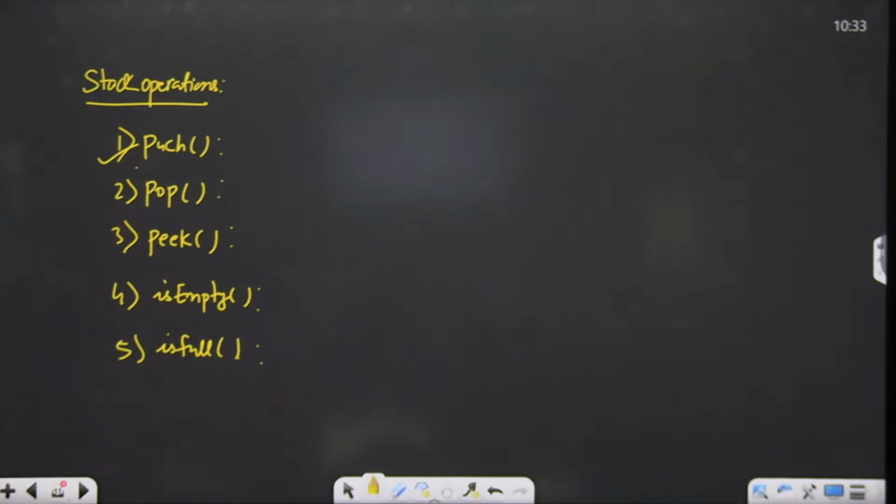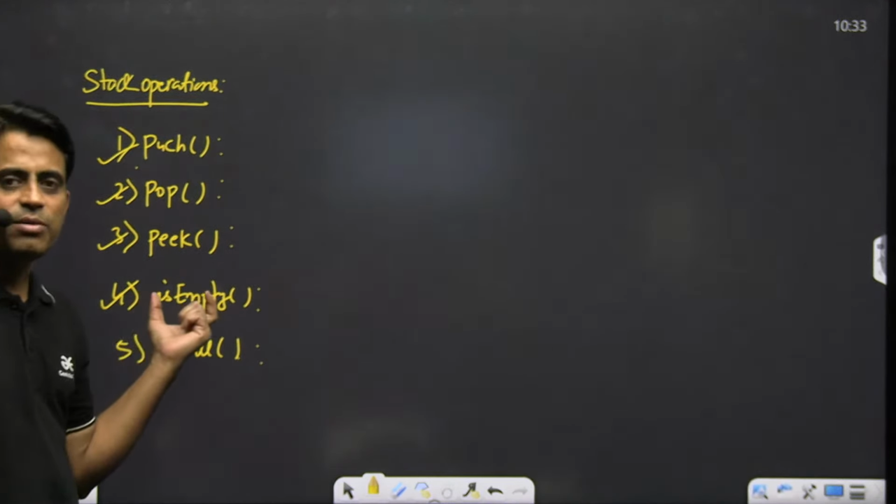So first, push means what? Push is saying add an element to the top of the stack. Pop is saying remove and return the top element of the stack. Peek means return the top element without removing it. What about fourth? Is empty checks whether the stack is empty or not. If it is empty, then return true. If it is not empty, then return false.